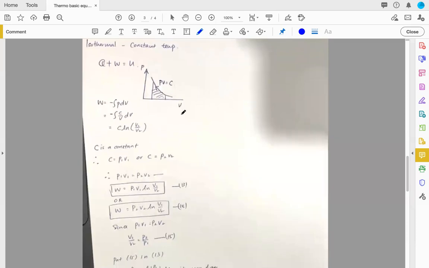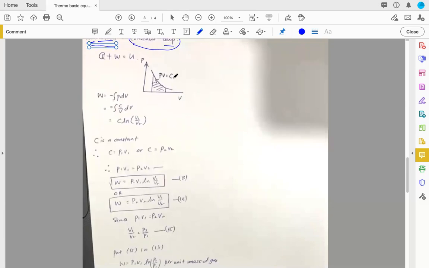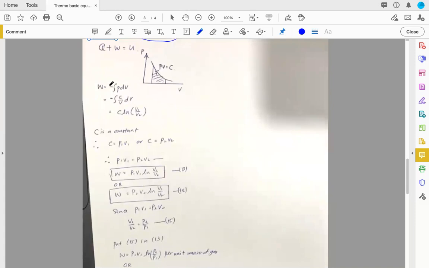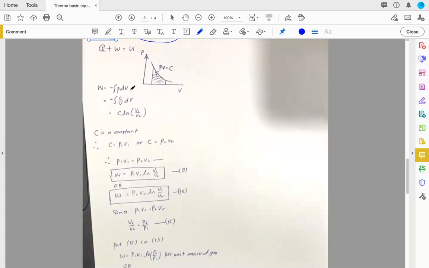So let's move to something a bit more complicated. Maybe you learned this before, I'm not sure, but this is definitely useful for the next few chapters. Isothermal: like I mentioned to you, thermal is heat. When we deal with heat, we know we are dealing with temperature. Iso is same, constant. So isothermal means constant temperature. If you draw the PV diagram, this is the PV diagram for constant temperature. So PV equals constant. So the work equals negative integral of P dV.